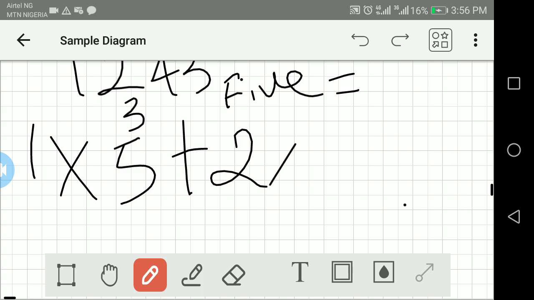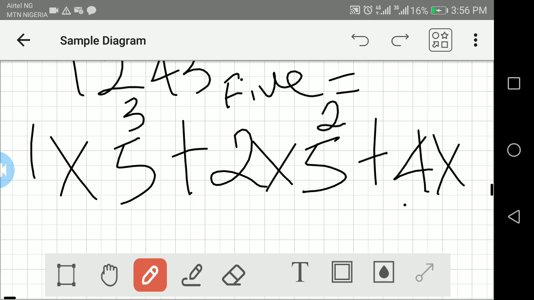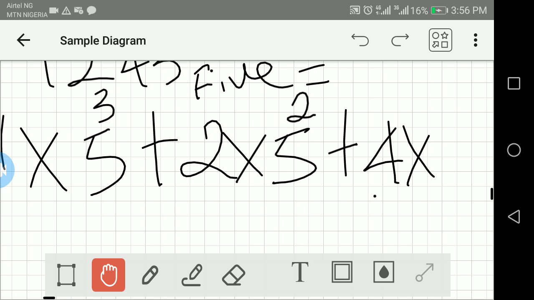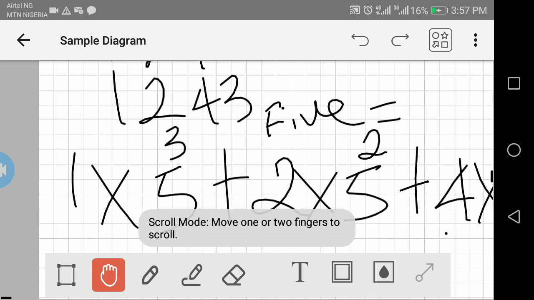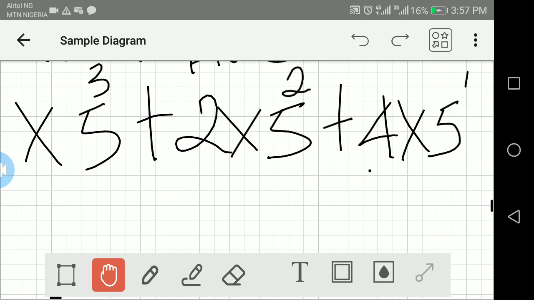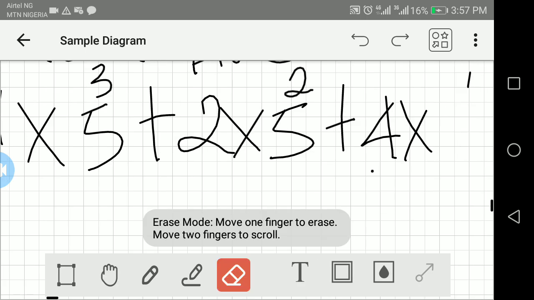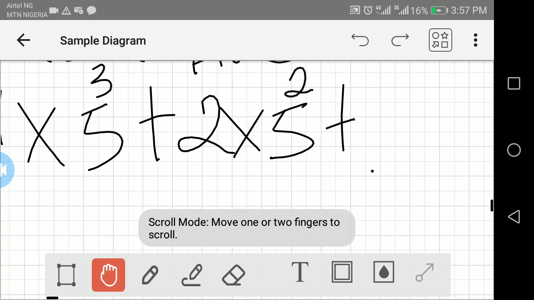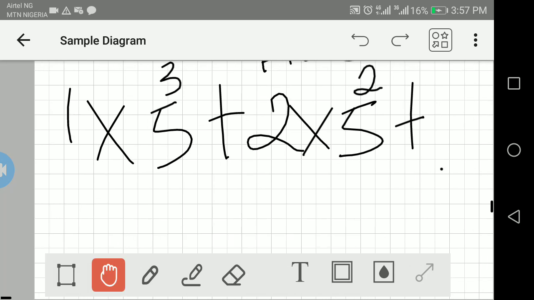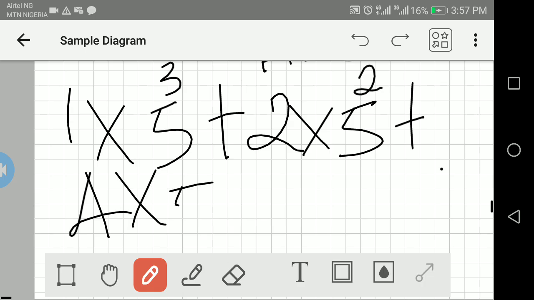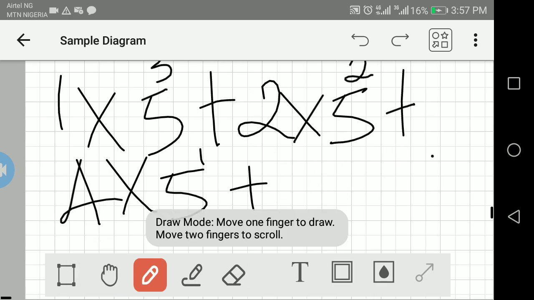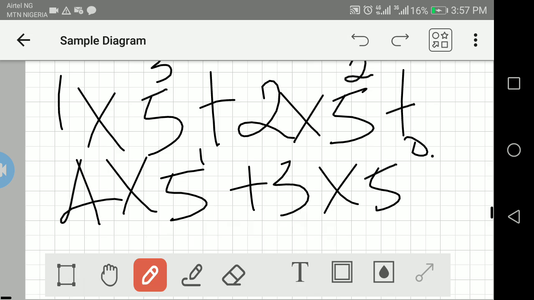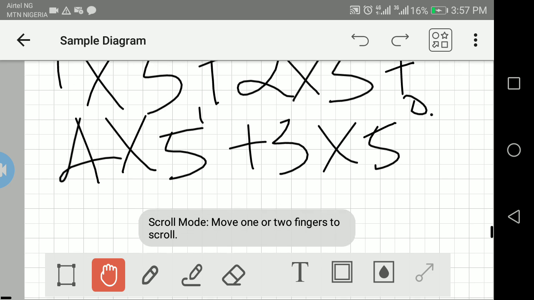So 1 times the base 5. What's the power? The power there is 3. So 5 to the power of 3, plus 2 times 5 to the power of 2, plus 4 times 5 to the power of 1, plus 3 times 5 to the power of 0. All right, pause the video and take a note.